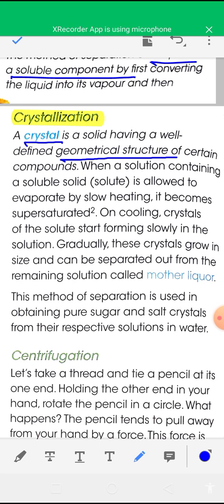When a solution containing a soluble solid is allowed to evaporate by slowly heating, it becomes saturated. On cooling the saturated solution, the crystals of solute start forming slowly in the solution, and gradually these crystals grow in size and can be separated out from the remaining solution, which is called mother liquor. This method of separation is used to obtain pure sugar and salt crystals from their respective solutions in water.